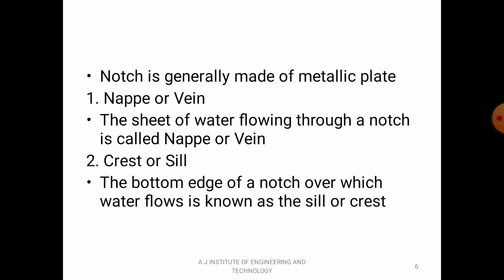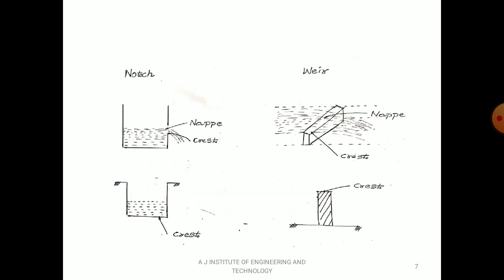Now there are some basic definitions with respect to weirs and notches. First one, nappe or vein. What is nappe or vein? The sheet of water flowing through a notch is called nappe or vein. You can see the diagram here, the sheet of water flowing through a notch. In the first diagram, it is flowing through the opening. Whatever sheet of water is flowing through the opening is called the nappe.